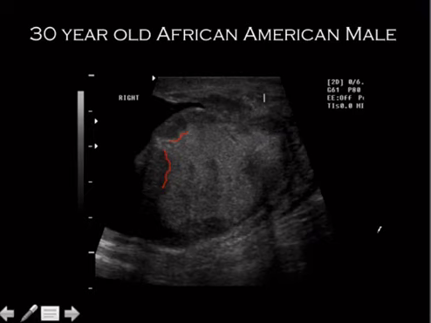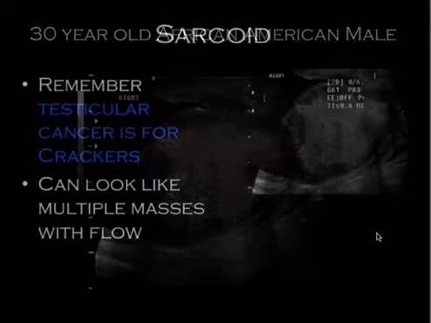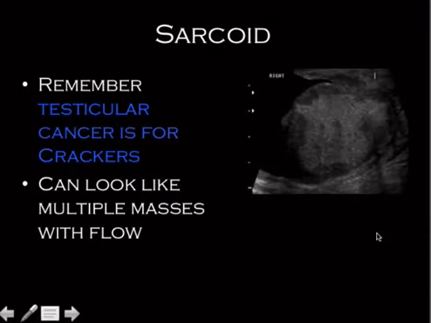So if you see this picture and an African American, this is going to be a mimic, and that's going to be sarcoid. Sarcoid can look a lot like a testicular cancer, but if you're given the demographic that the person is black, or they show you the chest with hilar adenopathy or a gallium scan, or any other thing that makes you think that this person has sarcoid, then you should have this in the back of your mind. So testicular cancer is for crackers, the young crackers, is the take-home point.